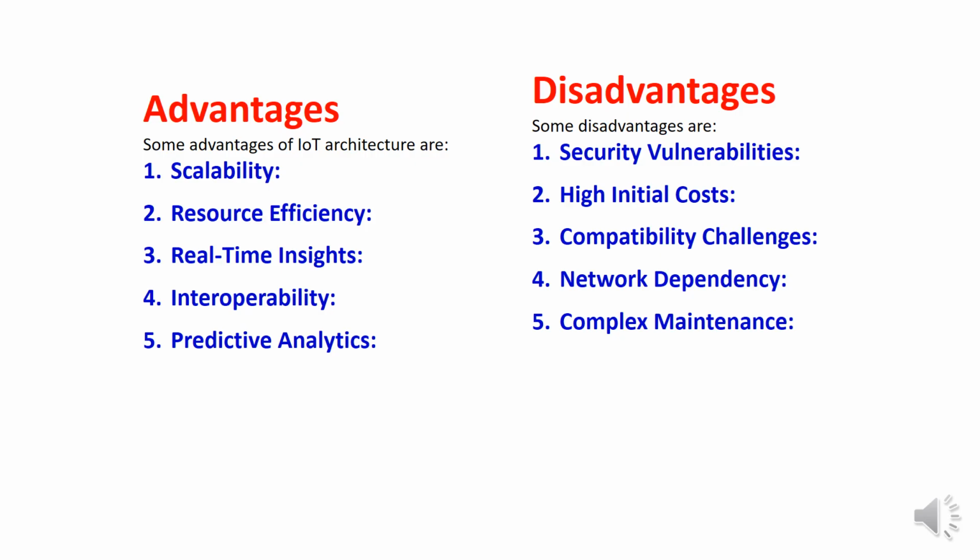Second one is high initial costs. Implementing sensors, gateways, and communication infrastructure requires significant upfront investment. Third one is compatibility challenges. Different vendor standards and communication protocols create difficulties in integrating heterogeneous systems. Fourth one is network dependency. Connectivity issues can interrupt data flow and disrupt real-time operations across remote deployments.